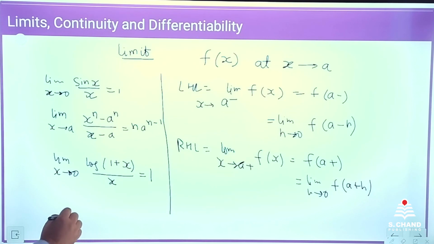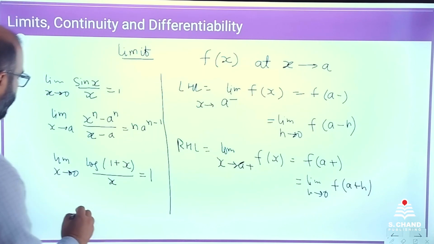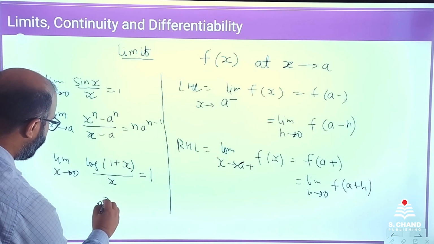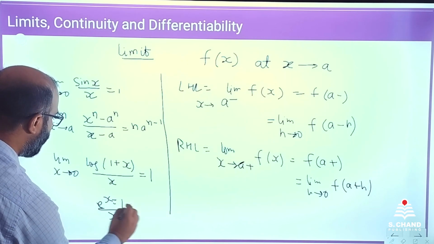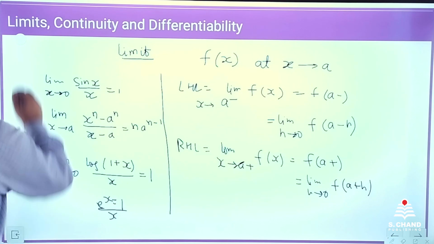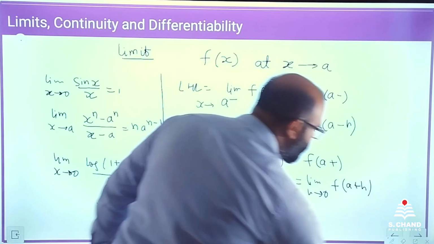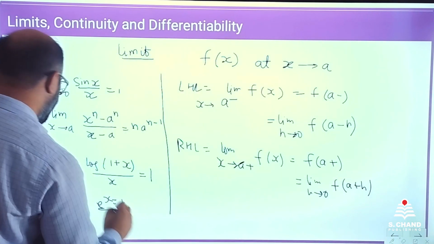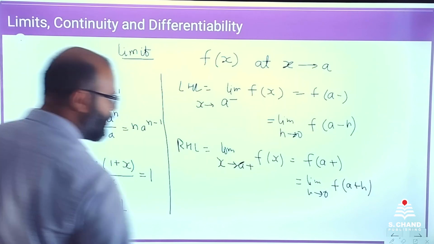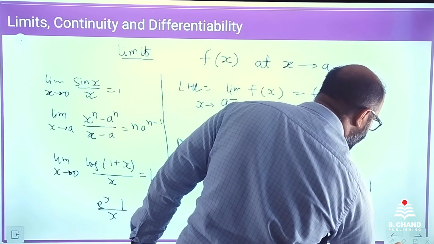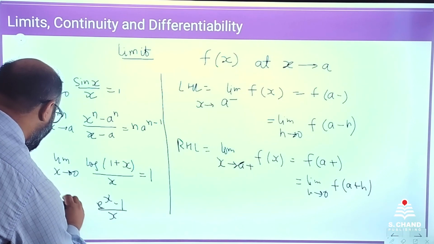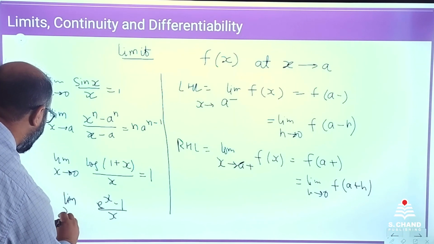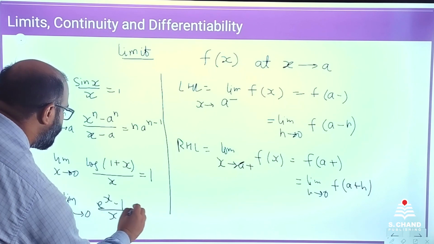And then we have the L'Hopital rule. One more result you can remember: e to the power x minus 1 by x. This is a minus sign here, so let me write it again. If we take e to the power x minus 1 by x, limit x tending towards 0, it will be equal to 1.